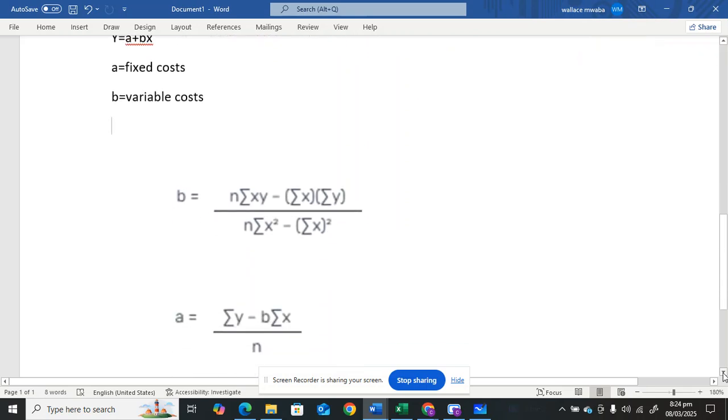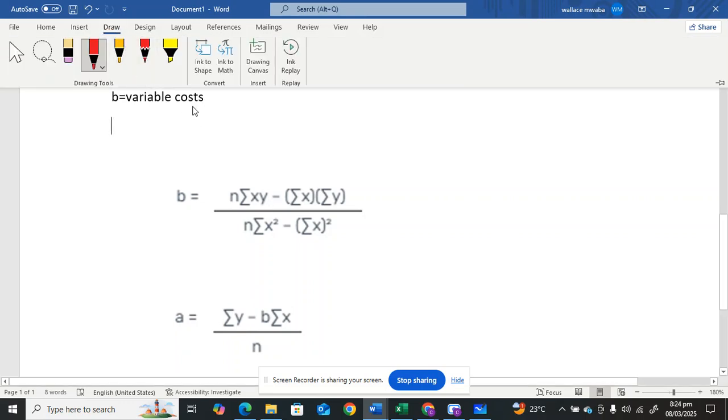Well, before we even go to that table, B, which represents the variable costs, this is how you get your B. You're going to use this formula. Do not panic, colleagues. This formula will be provided in the exam for you.